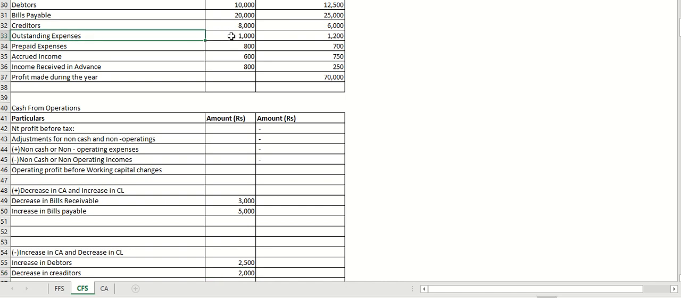Outstanding expenses is a current liability. Expenses are yet to be paid. So last year it is 1,000, the current year it is 1,200. It has increased, so you will add it. Increase in outstanding expenses, 200.